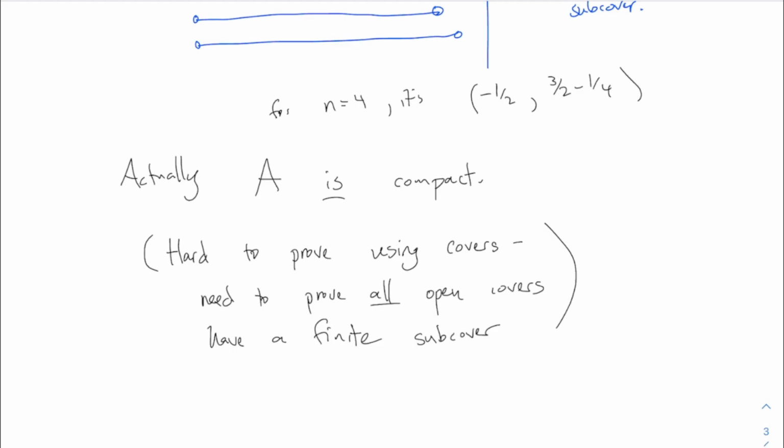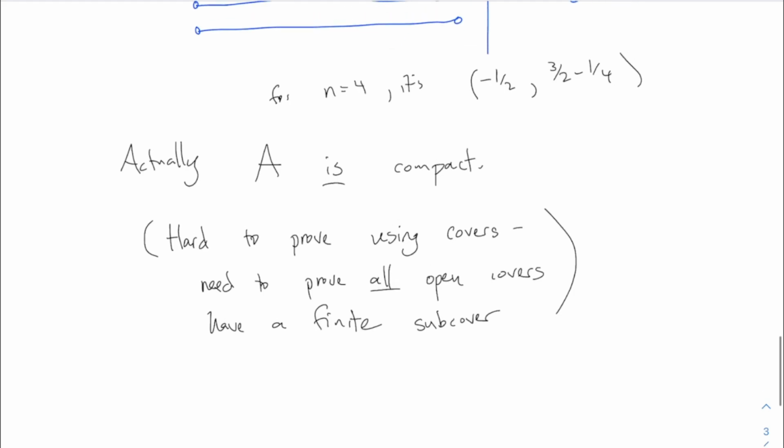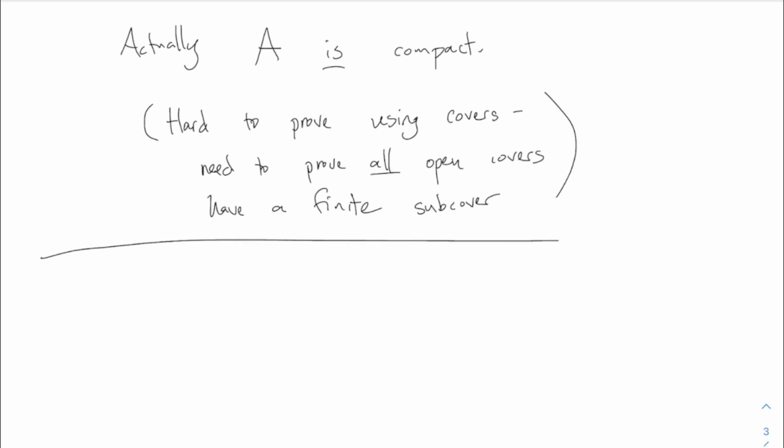Because you have to somehow imagine any possible way of covering this up with intervals and then argue that you would require infinitely many of them. Okay, let's just try a few more. So that one is compact, so you can't find an open cover with no finite subcover.